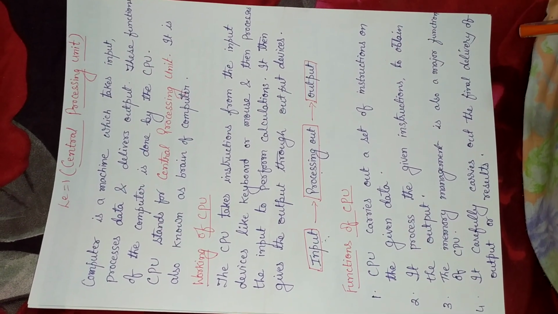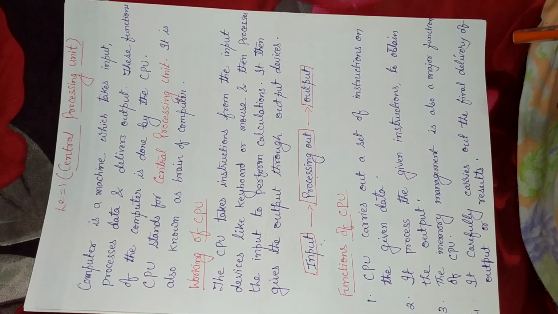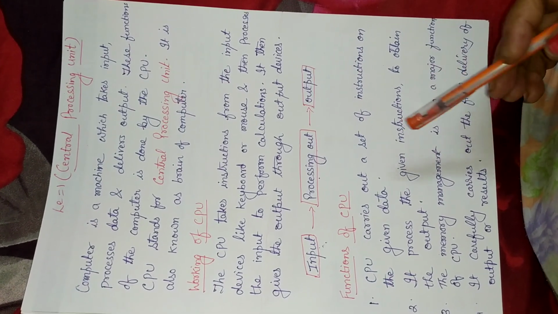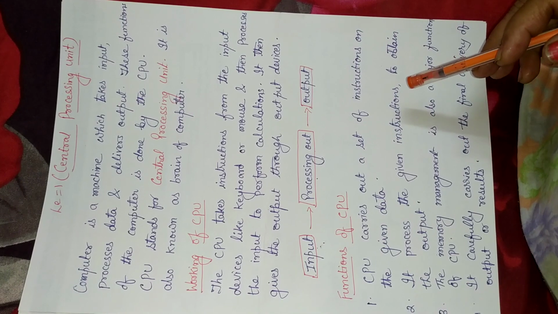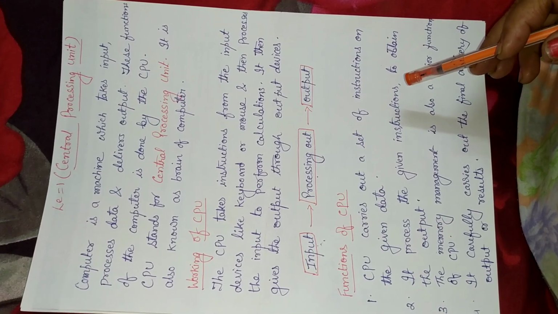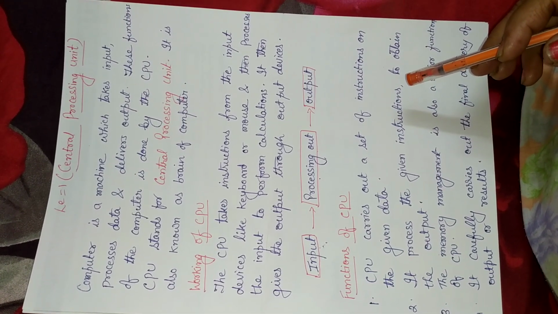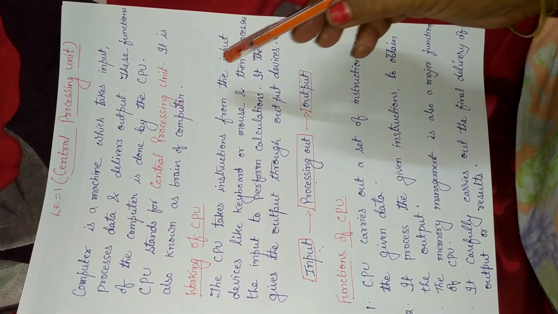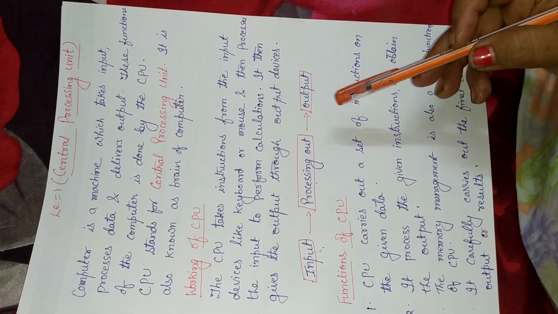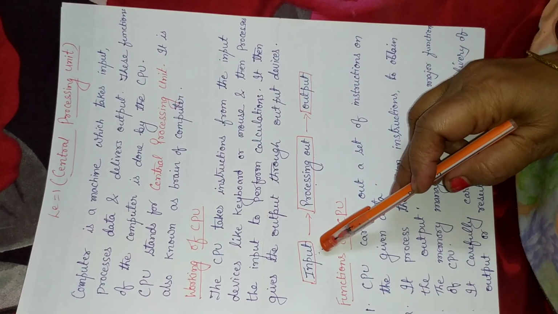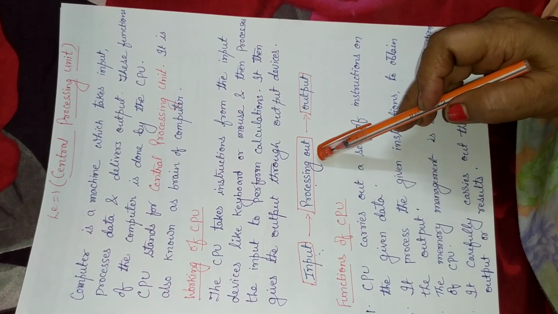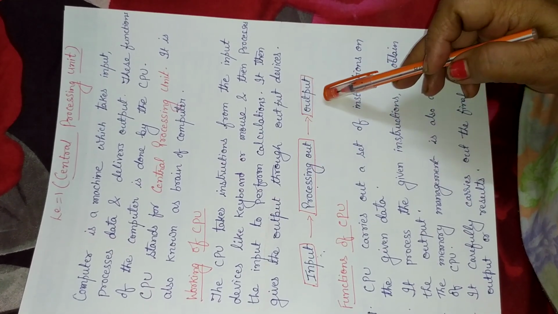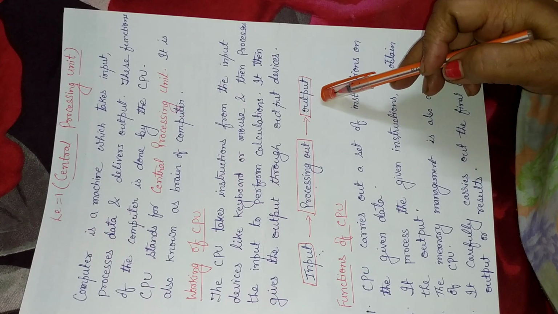As you know, computer is a machine which takes input, processes data and delivers output. These functions of computer are done by the CPU. CPU stands for Central Processing Unit. It is also known as the brain of a computer. Now how does this CPU work? The CPU takes instruction from the input devices and it then processes the input to perform calculation, and after that it gives output through output devices.